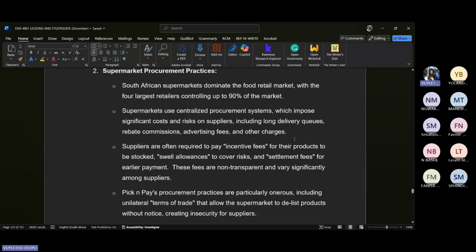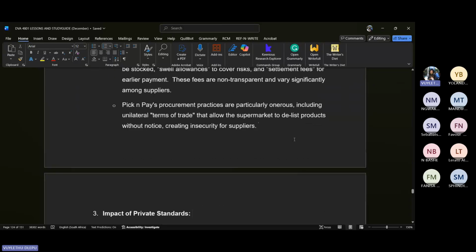Suppliers are often required to pay incentive fees for their products to be stocked, spoilage allowances to cover risks, and settlement fees for earlier payment. These fees are non-transparent and vary significantly among suppliers. Pick n Pay's procurement practices are particularly onerous, including unilateral terms of trade that allow the supermarket to delist products without notice, creating insecurity for suppliers.